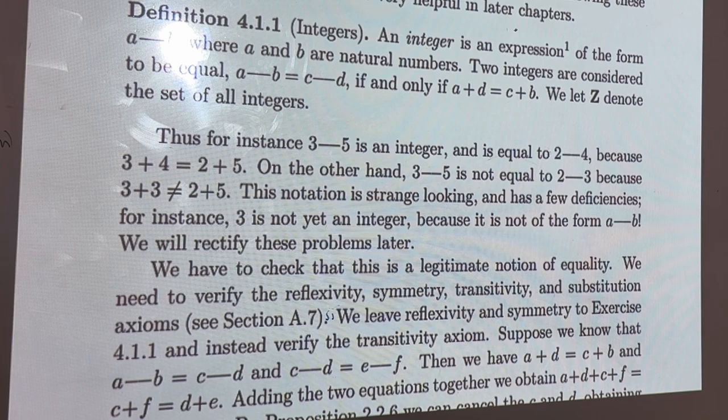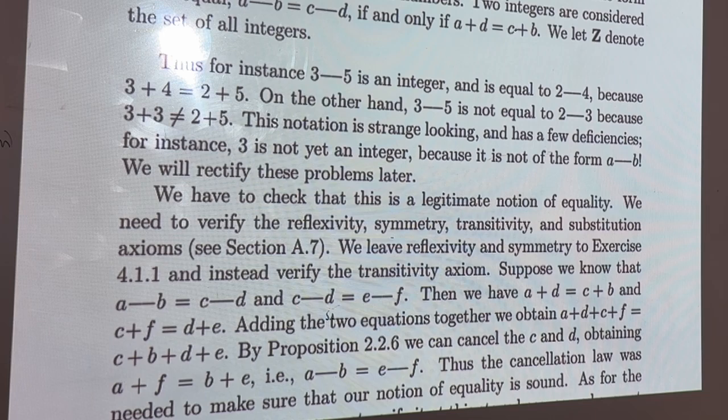We need to verify the reflexivity, symmetry, transitivity and substitution axioms. We leave reflexivity and symmetry to exercise 4.1.1 and instead verify the transitivity axiom. Suppose we know that a—b is equal to c—d and c—d equals e—f. Then we have a plus d is equal to c plus b and c plus f equals d plus e. Then I guess he adds both of them together, no? a plus d plus c plus f equals c plus b plus d plus e.